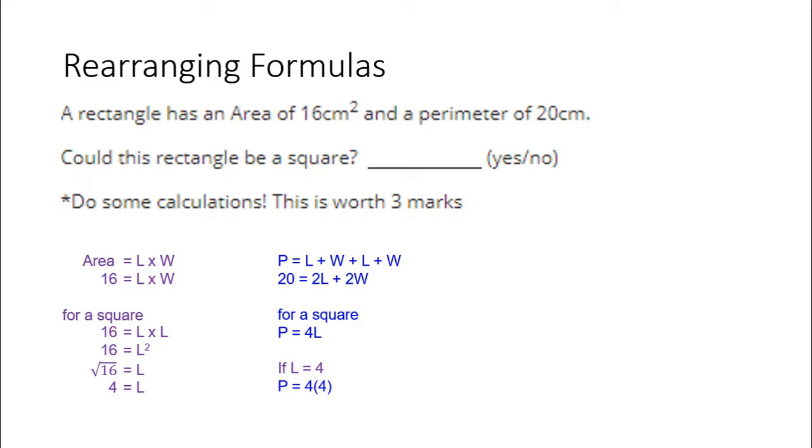Now, if we follow with what we just said from the area, and the length is 4, then the perimeter would be 4 times 4. But that gives us 16, not 20. So it can't be the case where this is a rectangle with an area of 16 centimeters and the same rectangle has a perimeter of 20 centimeters, but it's a square. That's not possible. For it to be a square, the length would have to be 4, and that doesn't give us a perimeter of 20. So no, it could not be a square.